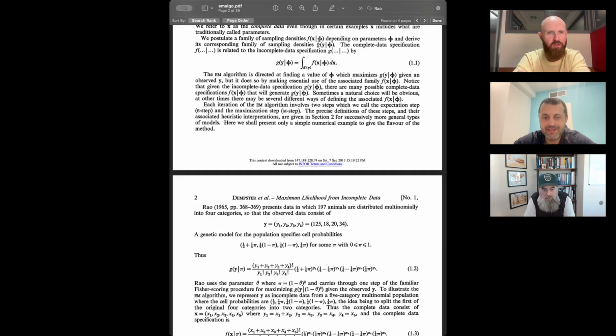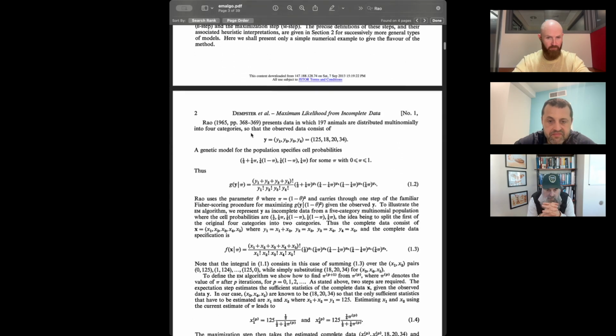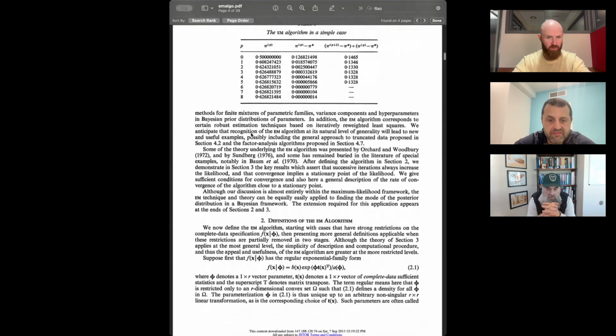Okay, I get the marginalization claim, and they say the EM algorithm is directed at finding a value of phi which maximizes g of y given phi, given an observed y. But it does so by making essential use of the associated family f of x given phi. So they say each iteration of the EM algorithm involves two steps, which we call the expectation step, E step, and the maximization step, M step. The precise definition of these steps and their associated heuristic interpretation are given in section 2 for successively more general types of models. And here they're going to present an example. Okay, let's go to the definition.